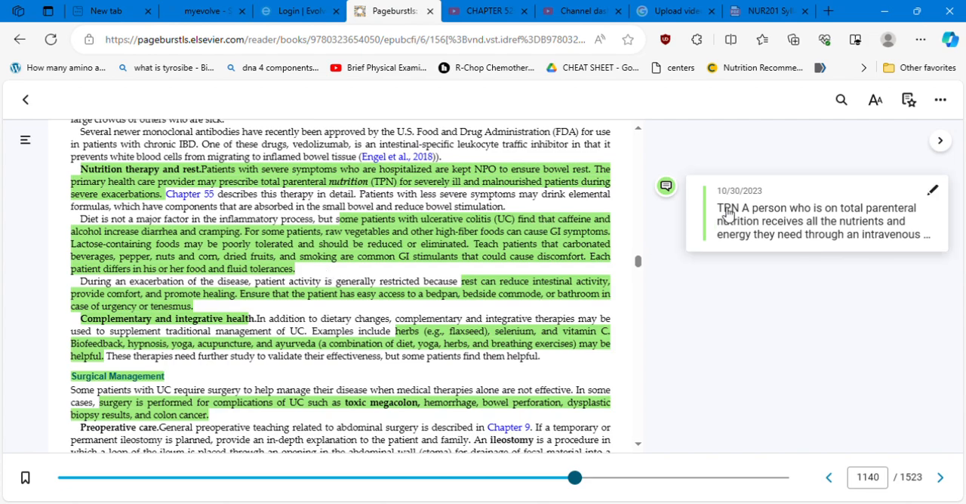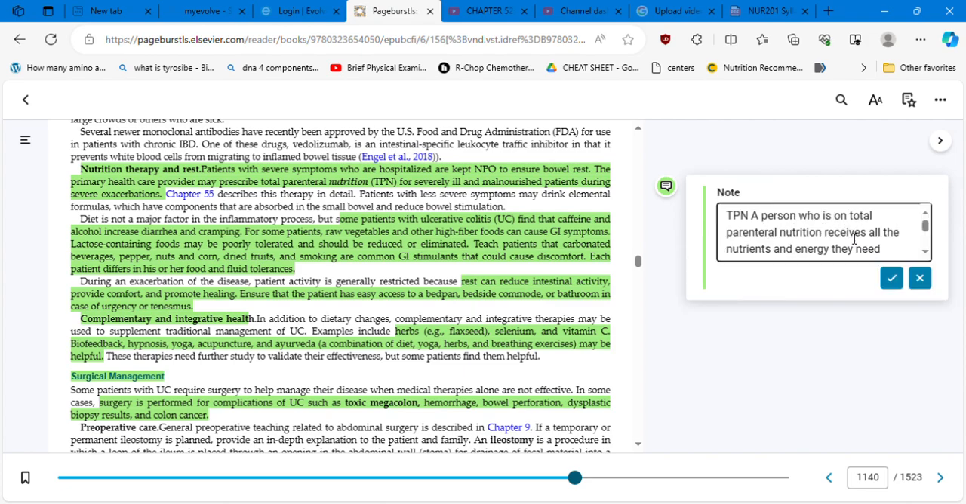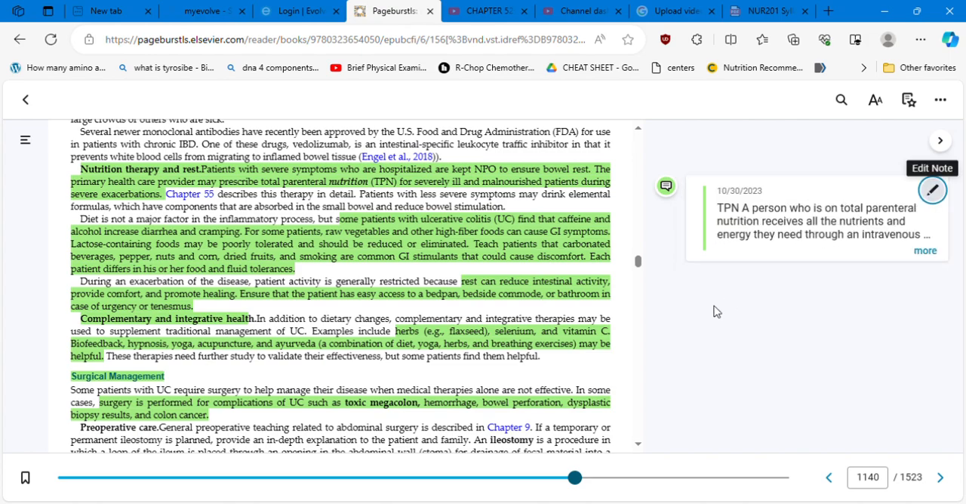Let's review this about the TPN. A person who is on total parenteral nutrition receives all the nutrients and energy they need through an intravenous IV line. The nutrients enter through the veins and travel through the blood vessels to the entire body. So this is TPN. If you need a refresher, there you go. You have it there.